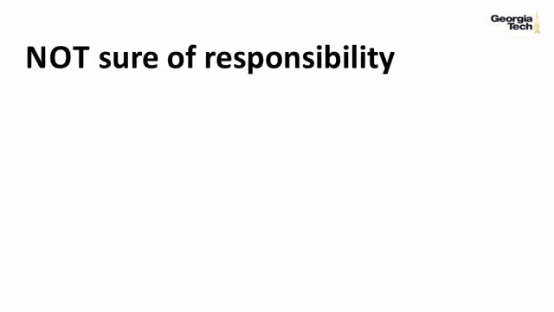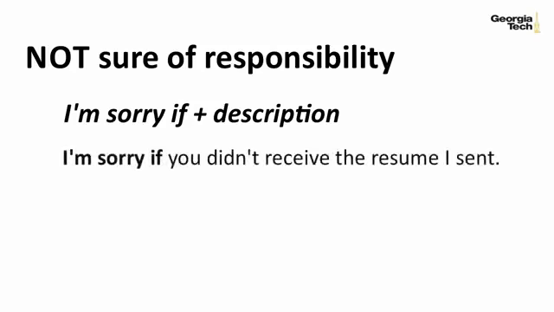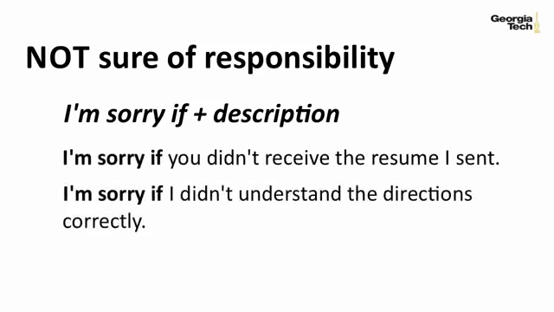First, let's look at I'm sorry if. Since email communication is not as simple as it appears, and mistakes can happen for both writers and recipients, there are situations in which it is difficult to determine who was in fact responsible for a mistake or unfortunate circumstance. In other words, you are not sure of your level of responsibility for a mistake. In this case, write an apology using I'm sorry if with your description. To illustrate, let's take a look at the following examples. I'm sorry if you didn't receive the resume I sent. I'm sorry if I didn't understand the directions correctly.